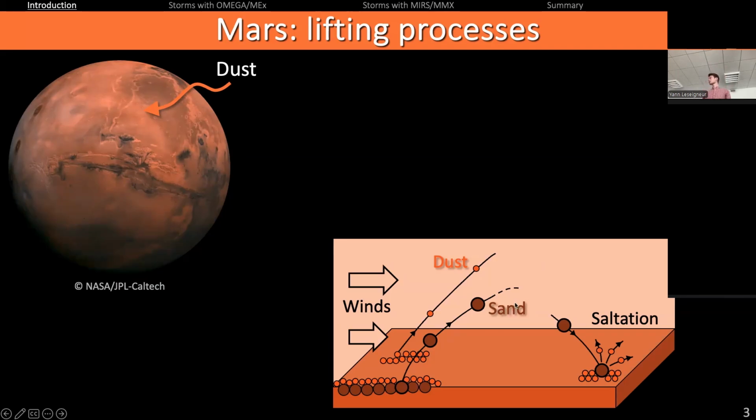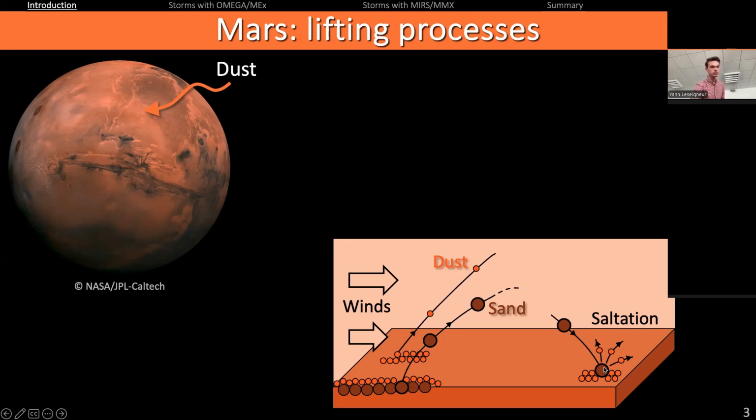It's very easy to lift sand particles, so bigger particles like millimeter-sized particles. And then when these sand particles go back to the surface, they communicate a part of their kinetic energy to other particles, dust particles, and then we have the injection of dust as an indirect process.